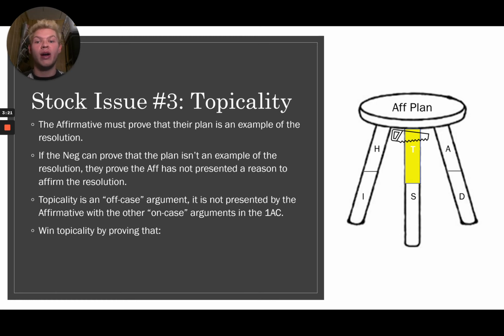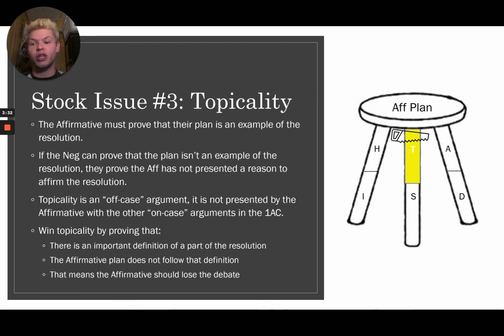And you win topicality by proving 3 things, which we'll go over way more in depth in a later video. And that is, there is an important definition of a part of the resolution, the affirmative plan does not follow that definition, and that the affirmative should lose the debate because of it.